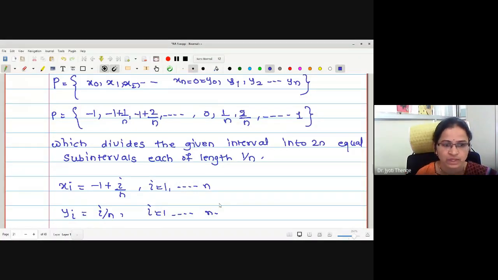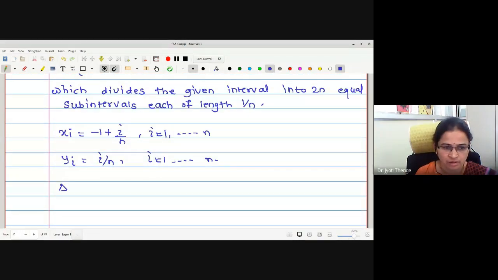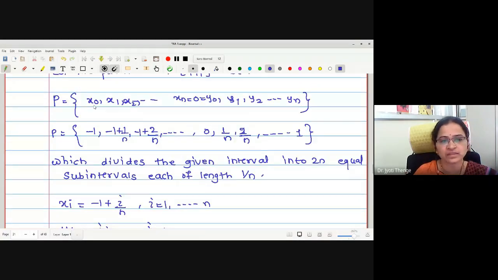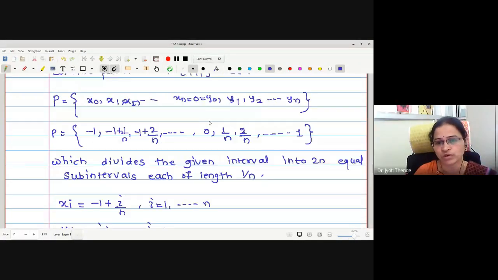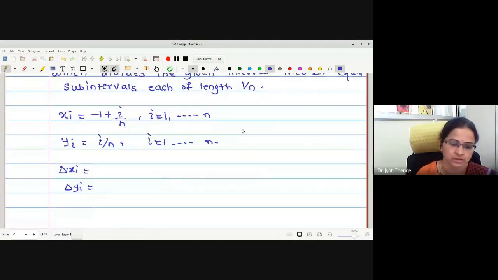Next, what is delta xi and delta yi? Delta xi is the length of every interval x0 to x1, x1 to x2, which is 1 by n for the negative part. What about delta yi? This is also 1 by n. Let me call this statement number 1.